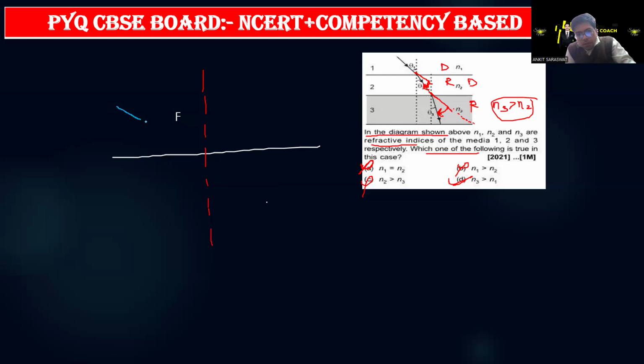Light is going from this medium to the next medium. Let us suppose this medium has the refractive index n1. This medium has the refractive index n2. This is the angle of incidence i. So rather than going straight, let us suppose n2 is more than n1. So rather than going straight, this is going to bend towards the normal.